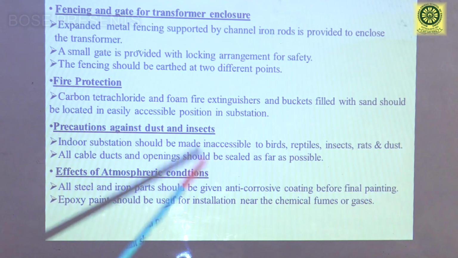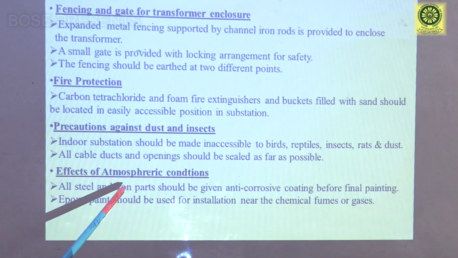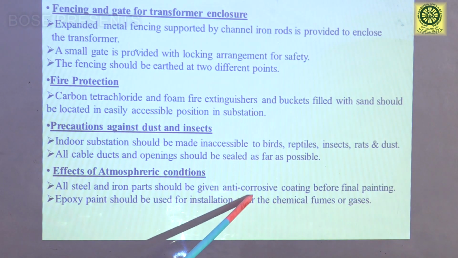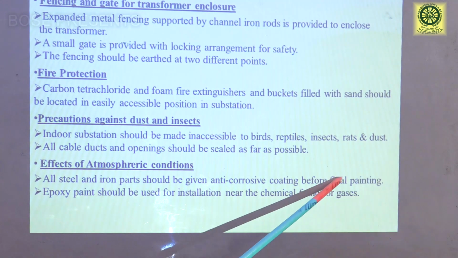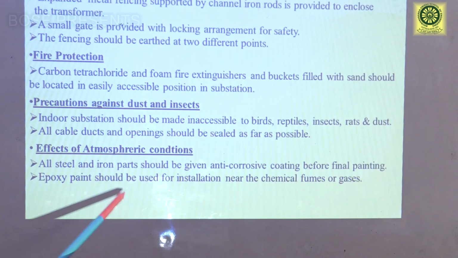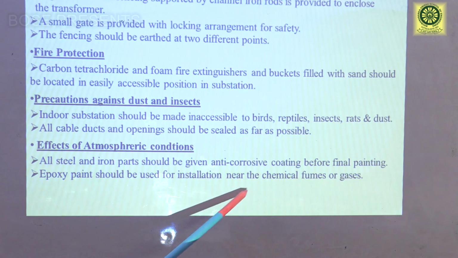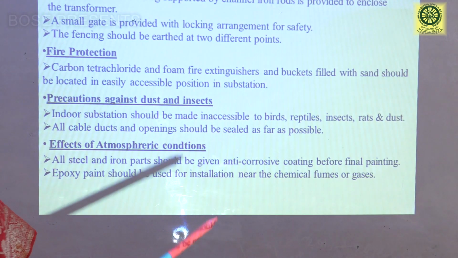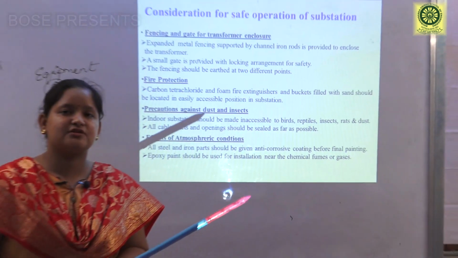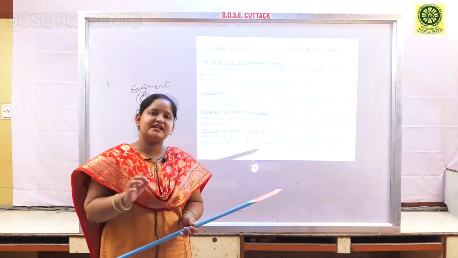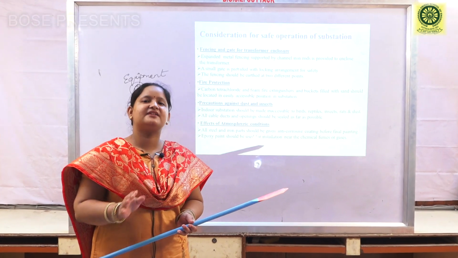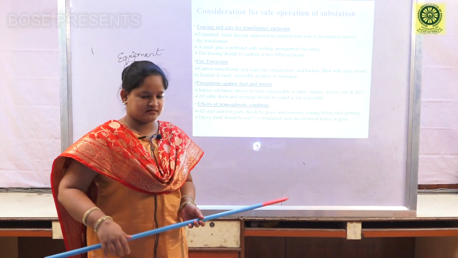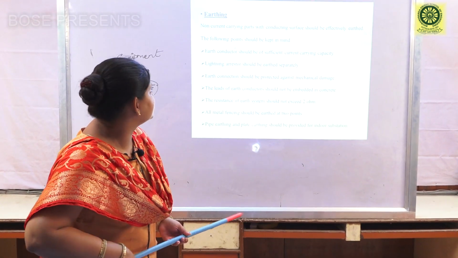Effects of atmospheric conditions. All steel and iron parts should be given an anti-corrosive coating before final painting. Epoxy paint should be used for installations near chemical fumes or gases. Epoxy paint is used for giving stiffness to the floor, and if anything spills on it, any dust particles, it will be easy to clean. That's why epoxy paint is given.